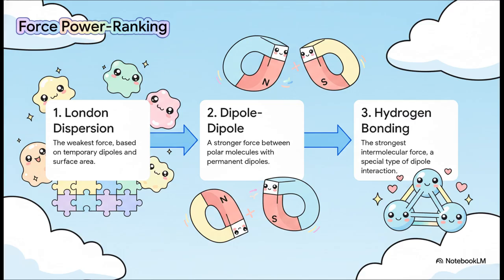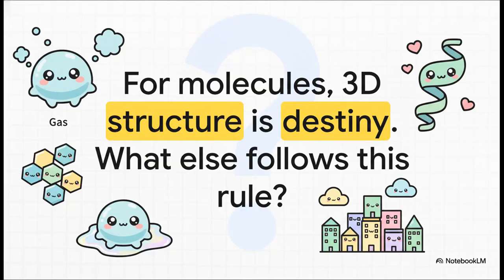These are the invisible forces that control the physical world all around us. So we've seen that for a molecule, its 3D structure really is its destiny. It determines if it's a gas, a liquid, or how it stacks up as a solid. The last thought I'll leave you with is this. What else in our world, from the proteins that make up our bodies to the very buildings in our cities, follows that exact same rule?